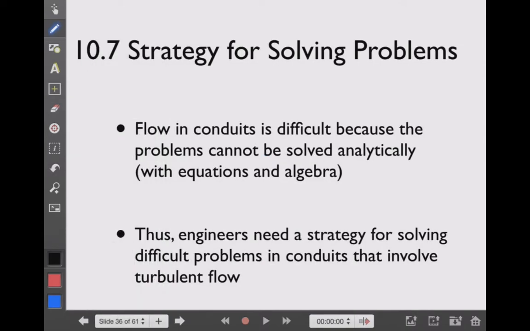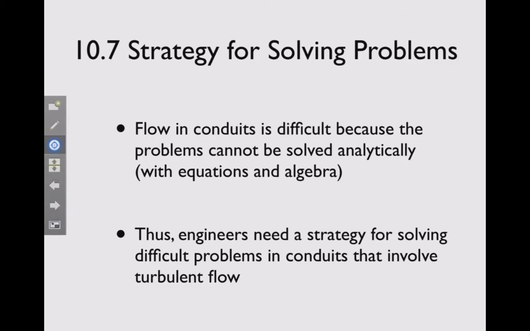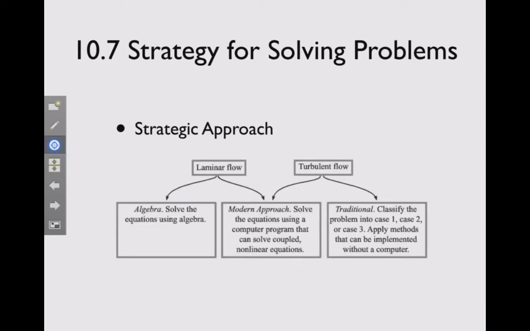So flow in conduits is difficult. We know that because it's a very complex, chaotic flow, and a lot of times we cannot solve these problems with equations and algebra like we can for laminar flow. Thus engineers need to have a strategy for solving problems such as these that involve turbulence. The first thing that we traditionally need to do, you should know this by now, is to calculate the Reynolds number using the appropriate dimensions for the problem, and determine if it's laminar or turbulent.